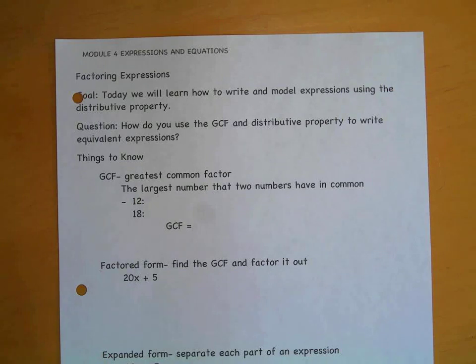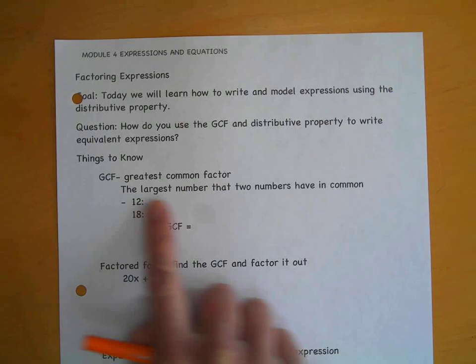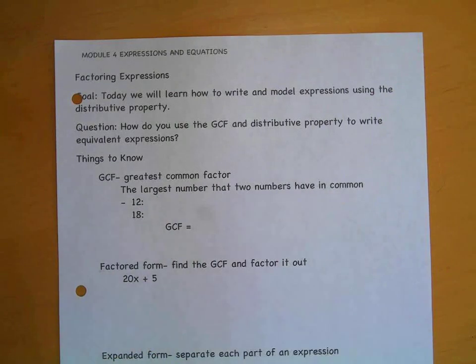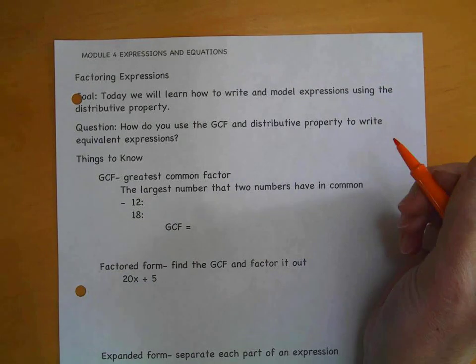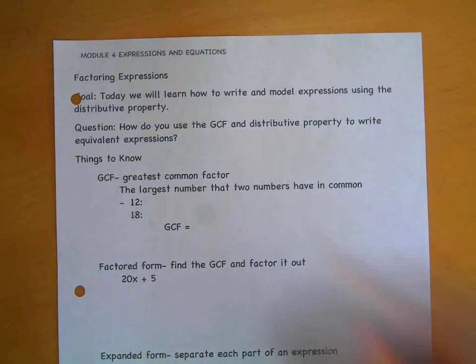To figure out what the GCF is, we have to list all of the factors of the numbers being compared, and then find the largest number that they have in common. So the GCF is the largest number that two numbers have in common. An example of finding the GCF of 12 and 18 looks like this.